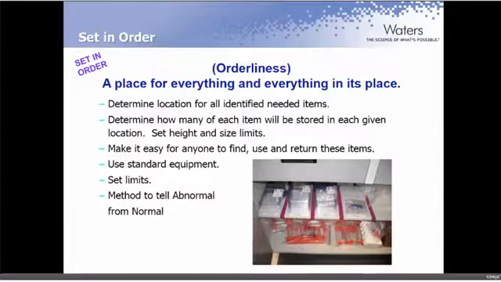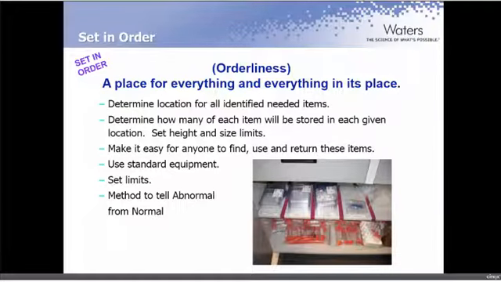So when we talk about set in order, it's basically a place for everything and everything in its place. We talk about that on a regular basis here. Everybody pretty much knows that there's a place for everything and everything's in its place. So once you identify what you need in your work area or anywhere in your warehouse or whatever, you want to identify where that's supposed to be kept and label it accordingly. You want to determine where the location is going to be, and you're going to identify those needed items, right?